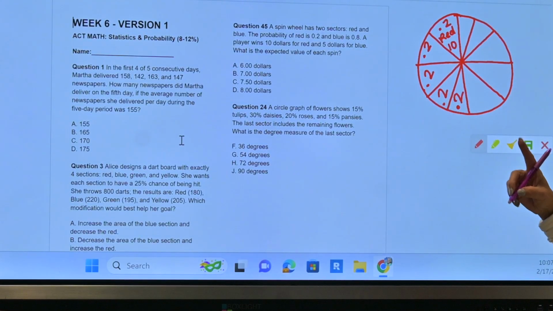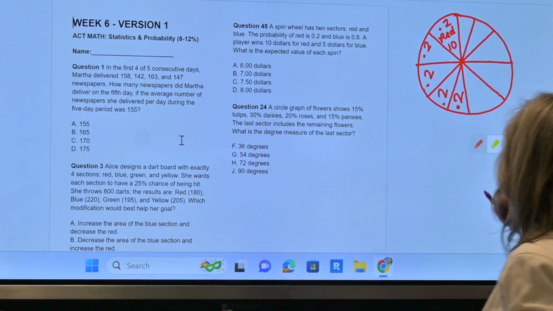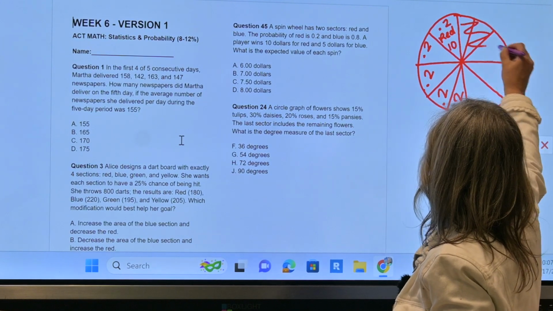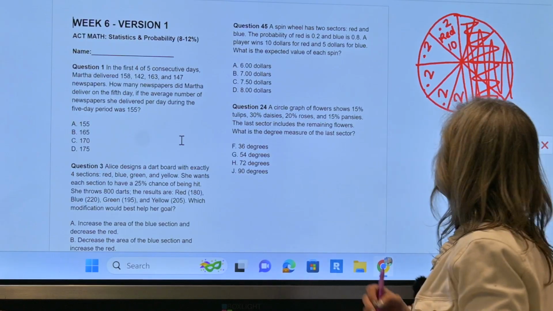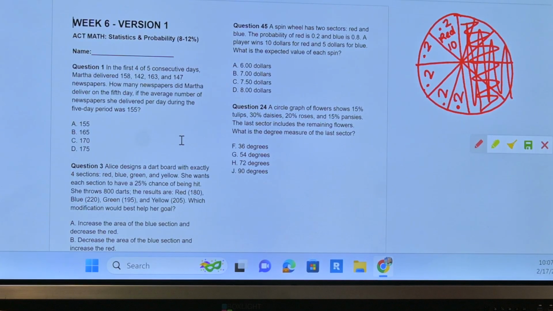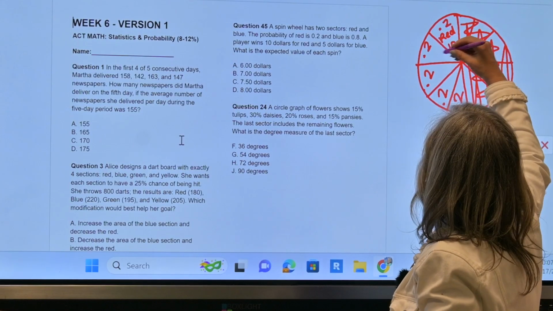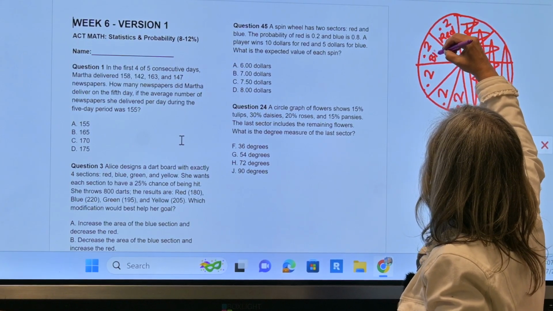Because 8 divided by 2 is 4. Why do I have a whole extra circle over here? Let's just get rid of half a circle. We'll get rid of that side. Okay, so 0.2, 0.2, 0.2, 0.2, right? So 0.2 is gonna be, this is blue.